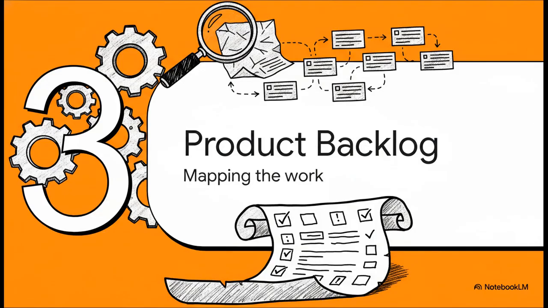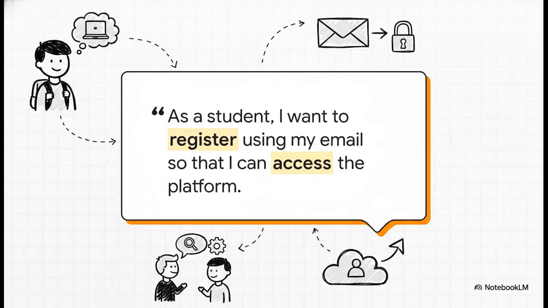All right, Section 3, building the product backlog, mapping out the work. To map this out, we break down our work using user stories, and we focus entirely on the person actually using the product. So, as a student, I want to register using my email so that I can access the platform. It's essentially a micro-narrative. Notice how it doesn't list out dry technical specifications? Instead, it sparks a conversation between the developers and the product owner about who wants this, what they're trying to achieve, and the real benefit they get from it.